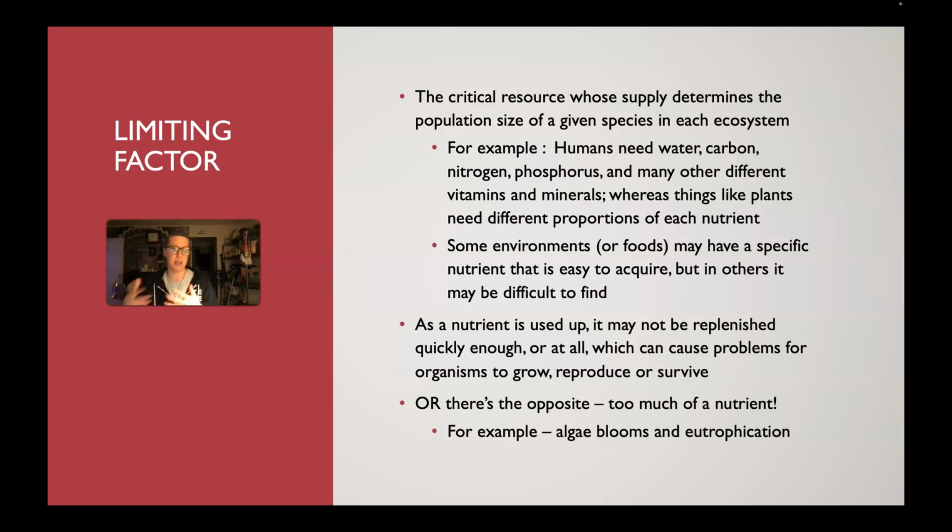Or there's the opposite idea, where instead of not having enough, you have way, way too much. A good example of that would be algae blooms that you can see in ponds, lakes or oceans. If too much nutrient is being filtered into a region, that's literally called eutrophication. And that can create horrible impacts down the line. Maybe you've heard of dead zones in the ocean, and that's from this process of eutrophication.